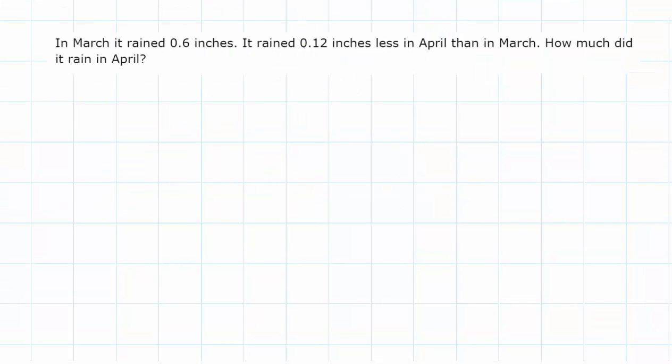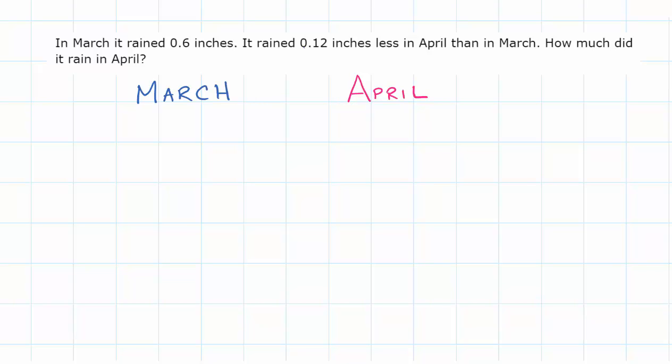Let's try a word problem. We have 2 different months. March, it rained 0.6 inches, and it rained 0.12 inches less in April than in March. How much did it rain in April? So let's start with our 2 months. Well, we definitely know how much it rained in March. It rained 0.6 inches.